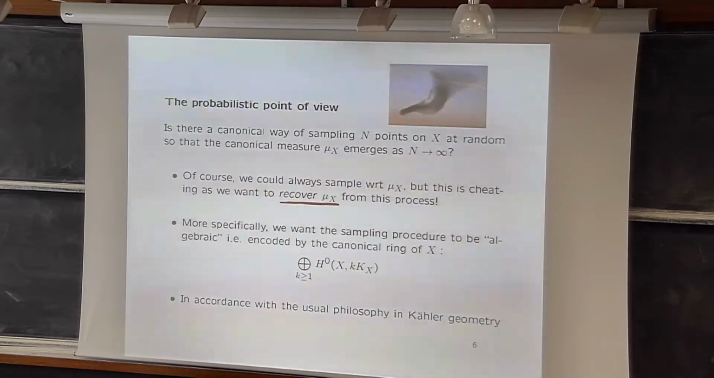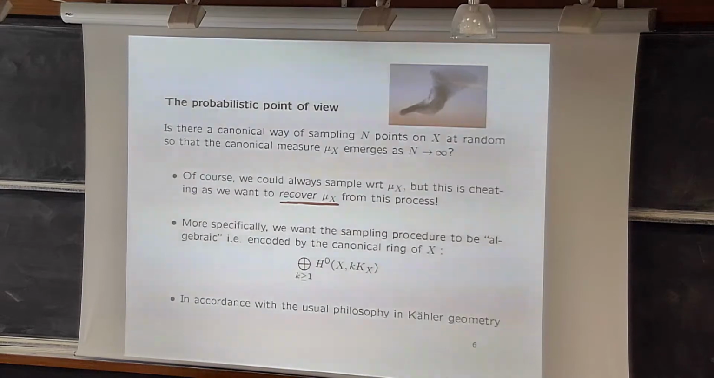Okay, so what about this probabilistic point of view that I've been playing with? I think it's summarized in this picture of a flock of birds I'd like you to keep in mind. The question is, is there a canonical way of sampling n points on the variety X at random? This canonical measure emerges in the large n limit, just the same as the points of the birds in this flock, and what you see emerge is the shape of the whole flock. That's the Kähler-Einstein metric, if you will.